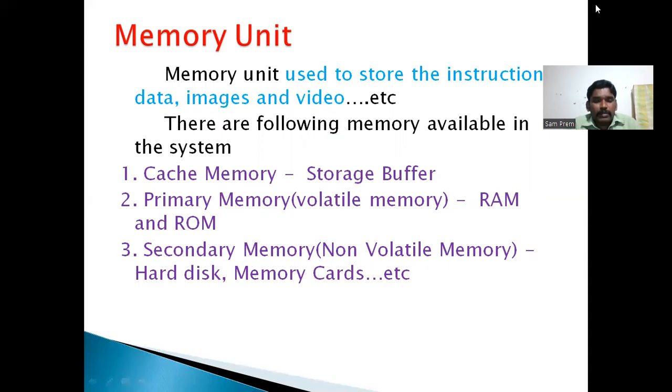So next one, secondary memory. Secondary memory is a non-volatile memory. That means data will be stored always, permanently, in the secondary memory. For example, we can say hard disk or memory cards, pen drive also. So these are all secondary memory. Okay, so that covers the memory unit.